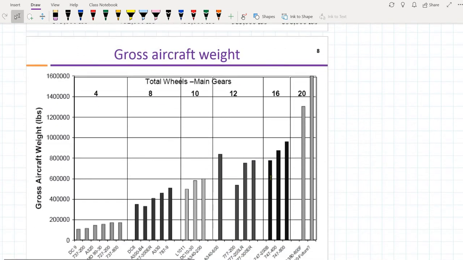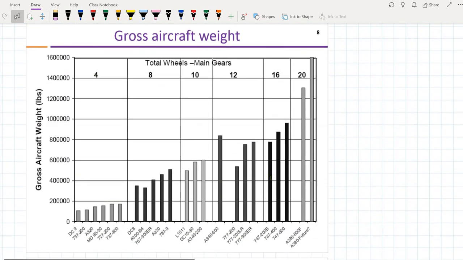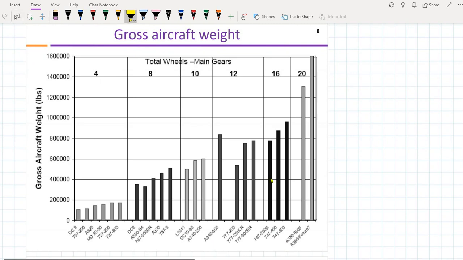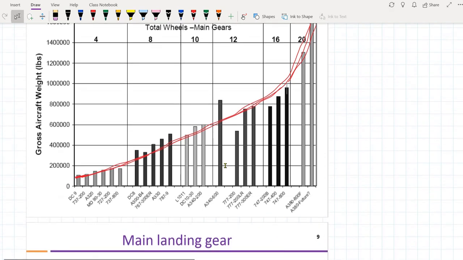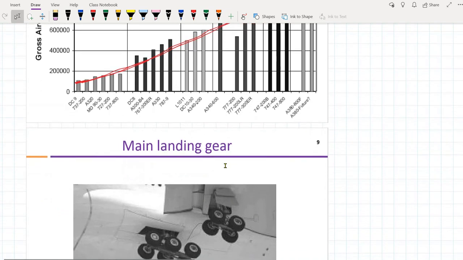Okay, so if we look at the aviation industry, the aircraft weight has increased exponentially. In the beginning, the weights were not that high, the aircraft were not that heavy, but now if you look at this, the growth is exponential. So the heaviest is 1.3 million pounds, which is the Airbus A380.